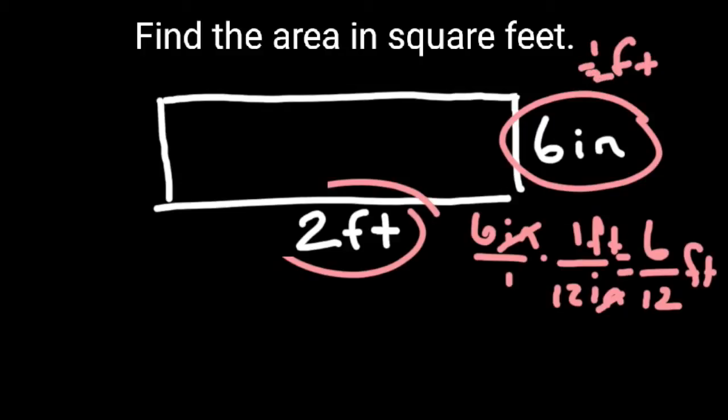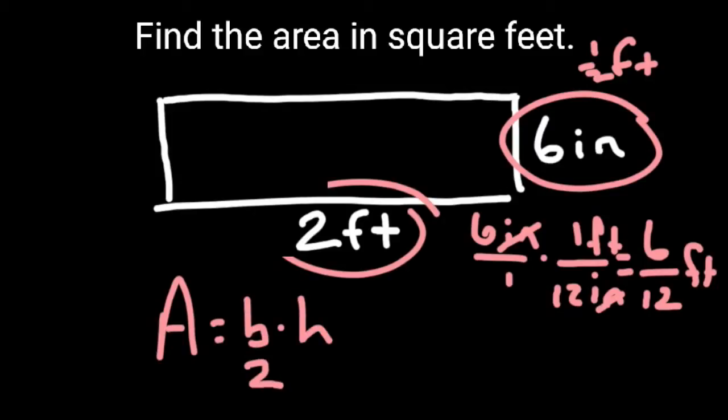Now, area of a rectangle is just base times height. So we got 2 times a half. And that is 1 square foot.